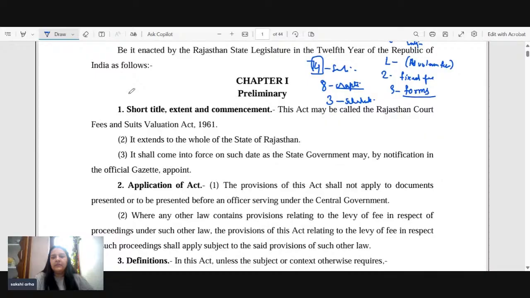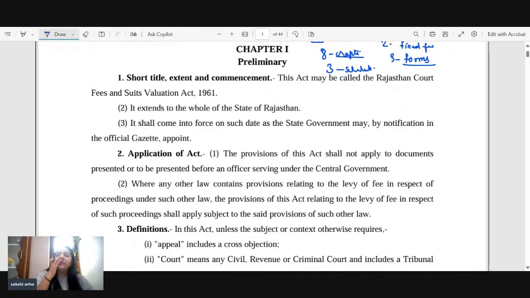That is chapter 1, preliminary. Now, chapter 1 talks about, like any other act, short title, extent, commencement, and definition, and the application of this act. So, short title, extent, commencement is a very simple thing. Short title क्या होता है? Rajasthan Court Fees and Suit Valuation Act 1961. Extent, it extends to state of Rajasthan. Okay, whole of India मत कर देना एग्जाम में जल्दी में, because it is not applicable to whole of India. Okay, it is only applicable to state of Rajasthan.